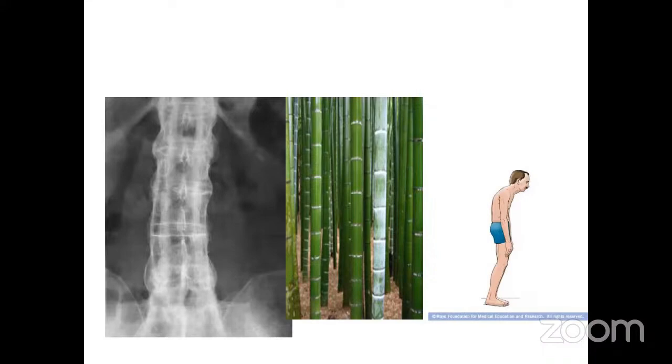So both are different, even though it looks almost the same, and these are entirely different. So here you can see something like a bamboo spine due to bridging osteophytes, whereas in Forrester's disease, that is ossification of the anterior longitudinal ligaments. Here it is actually syndesmophytes, bridging syndesmophytes. It looks like bamboo spine.